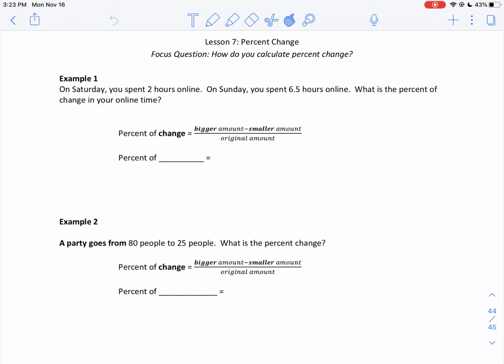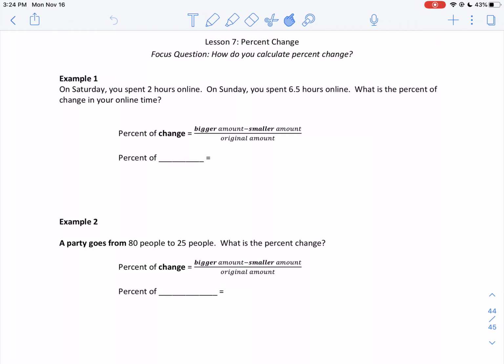So we've been working with percents for a while now, and we know that a percent means per 100. So what we want to know is the percent that something changes. So focus question, how do you calculate percent change? So we're going to be given some examples here, and we're going to find the percent that it changes.